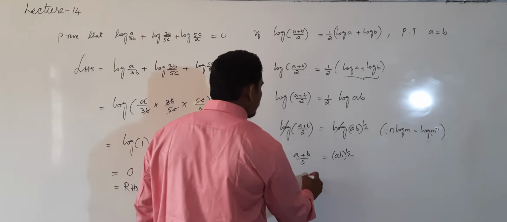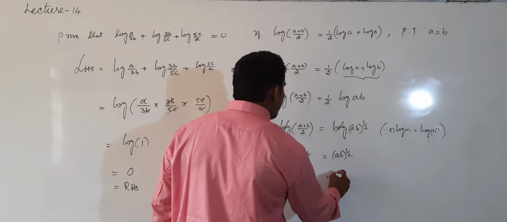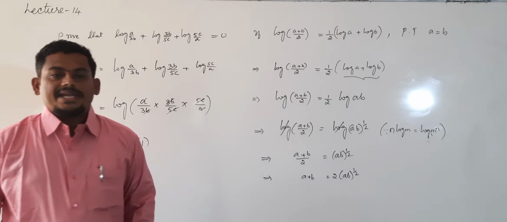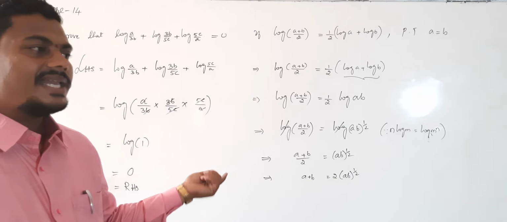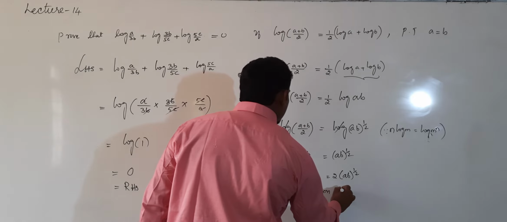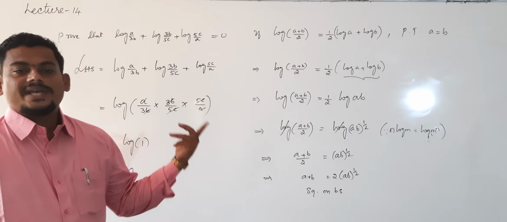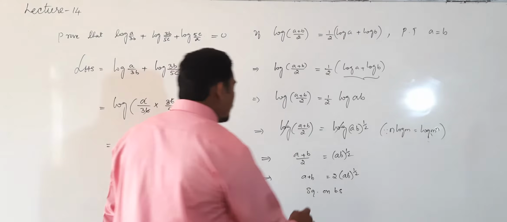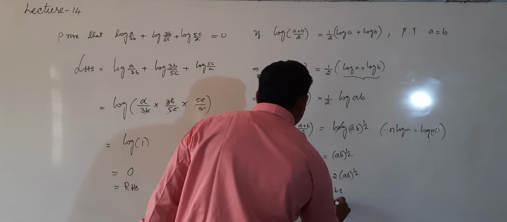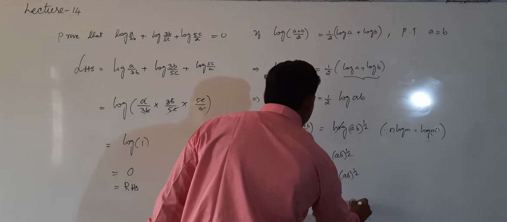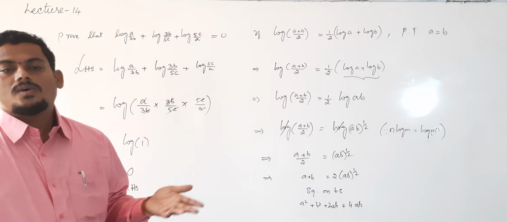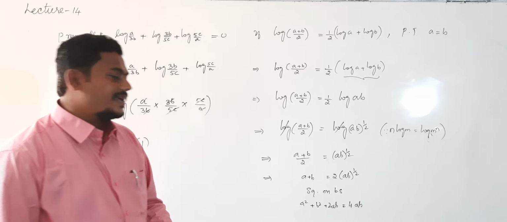Rearrangement: a plus b equal to 2 times (ab) power 1 divided by 2. We need to prove a equal to b, so squaring on both the sides. On squaring we get a square plus b square plus 2ab is equal to 4 times ab. 2 whole square is 4, and (ab) whole thing power 1 by 2 whole thing power 2 is ab.